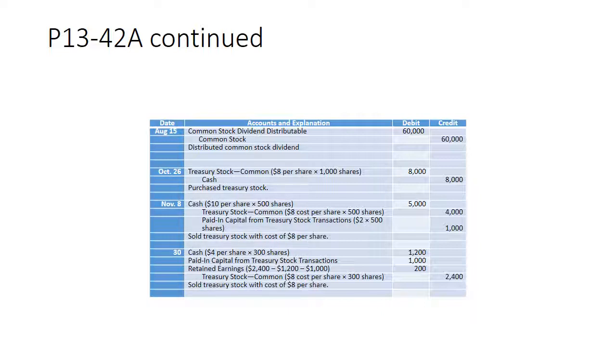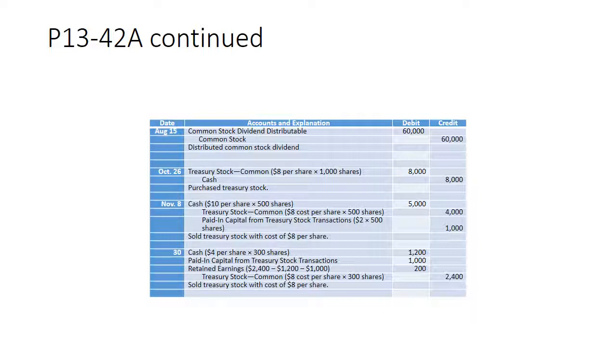Okay, so we just debited that contra equity account for 8,000. Remember what's in it? 1,000 shares of our own stock that we own, that we bought back at $8 a share. Now we could sell that back into the market, and we're not selling new common stock. We're selling common stock we had sold, bought back, and now we're going to resell it back out.